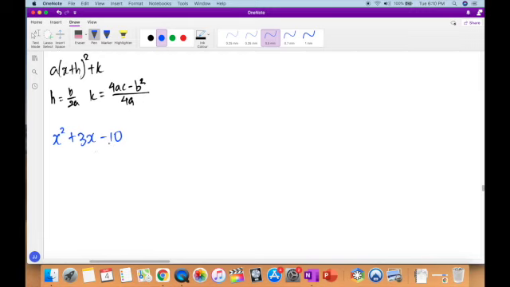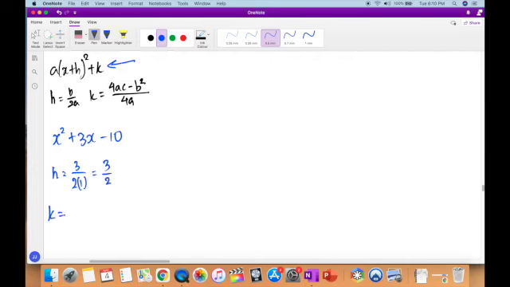But I'm not going to factorize it. I'm just going to use these formulas. I'm going to put it in this form one time, because from this form, I could get everything I want. So the first thing I'm going to do is find h. H is b, which is 3, all over 2a, which is 1. So h is 3 on 2.